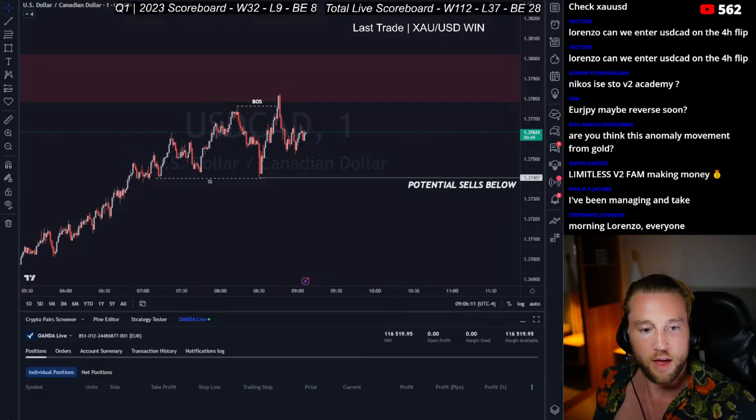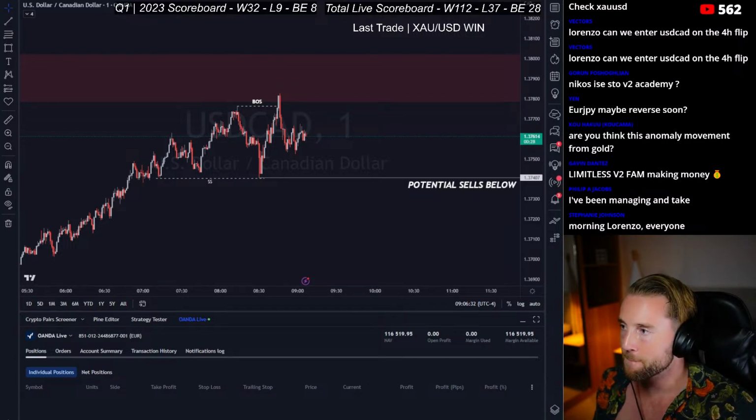Are you think this abnormal movement from gold? It depends. I think it was a relatively good, yeah, understandable reaction from gold here. Lorenzo, please check gold on the 4 hour. Yes, okay.